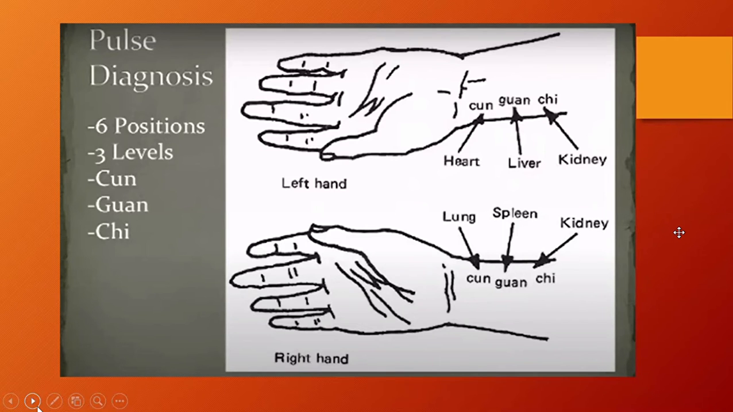So here, there are six positions, three levels: your cun, your guan, your chi. In your left hand, your cun, guan, and chi correspond to the following organs. Your cun on the left is your heart. Your guan on the left is your liver. Your chi on the left is the kidney. On your right, your cun is the lung, your guan is your spleen, and your chi is the kidney.